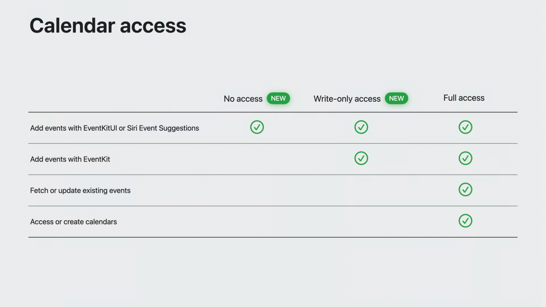Calendars are private, so the system prevents apps from reading or writing calendar events without permission. There are three levels of access that an app can have for Calendar: no access, write-only access, or full access. Apps with no calendar access can add events using EventKit UI or Siri event suggestions. Apps with write-only access can add events directly using EventKit. And apps with full access can fetch or modify existing events, access existing calendars, and create new calendars.